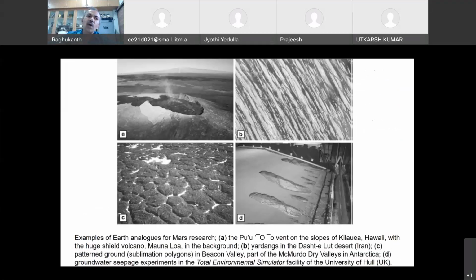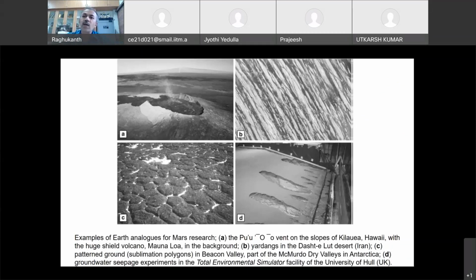So these were examples for Mars also. They have given a lot of analogies, like the Hawaii volcano. Because on Mars also, I showed you, right, that tallest mountain on the Mars planet, which has been formed by volcanoes, Olympus Mons.